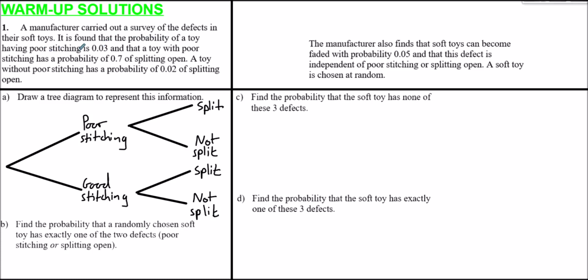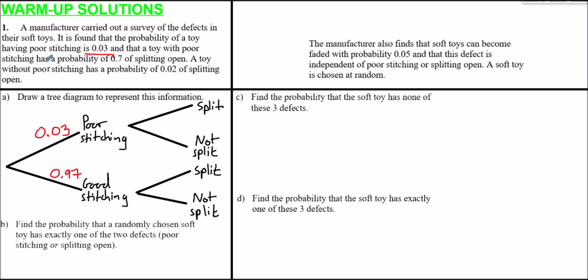So just filling in the details. So if it's got poor stitching, the probability of that is 0.03. And from that we can deduce if the stitching isn't poor, it's binary. So if it's not poor, we can just deem it to be not poor, or good, as I've called it. So 1 minus 0.03, the probability of good stitching must be 0.97.